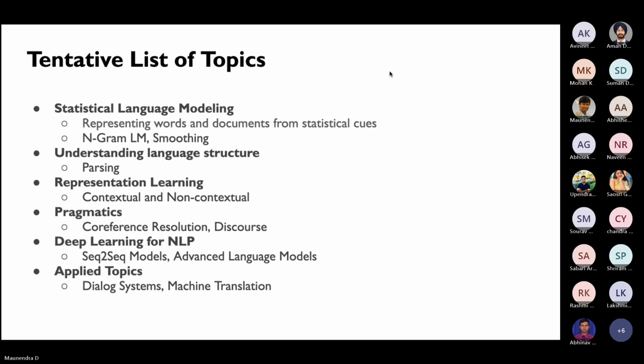Then NLP, as it is becoming more and more applied nowadays, we'll look at some very specific applied topics in NLP, which are major research topics in themselves. Dialogue systems and machine translation are 2 examples that we have included here, but instead of this, we may cover some other things also. So overall, this is the structure that we are going to follow.